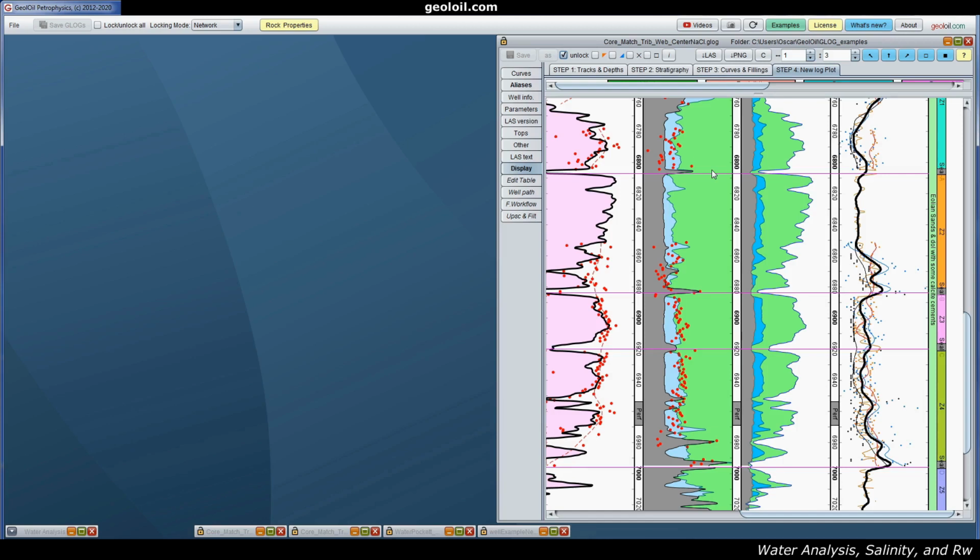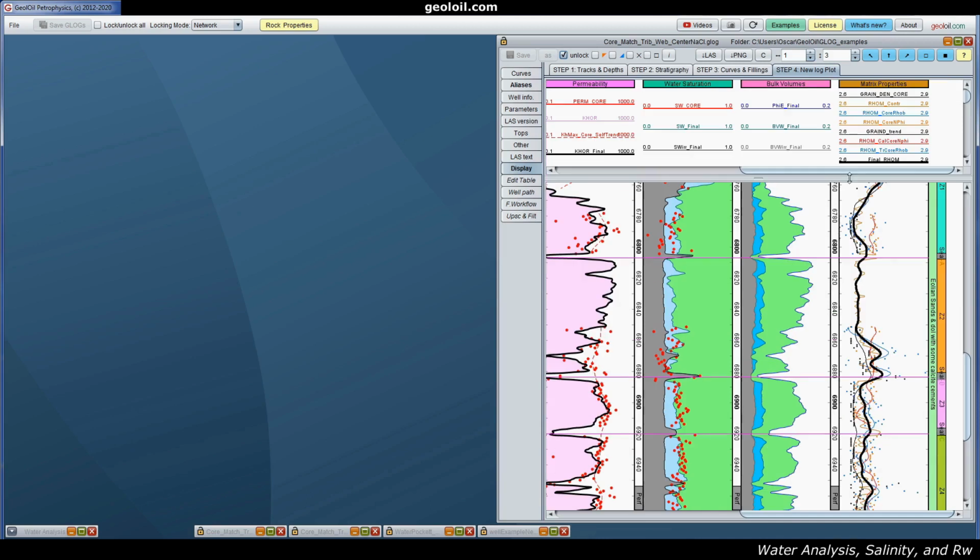Now let's try to estimate water salinity from core measurements of water saturation. So we have a nice example here. We have a track with water saturation. We have the red dots with the water saturation measured in the core. Likewise, we have the estimation of final irreducible water saturation. This is this curve here.